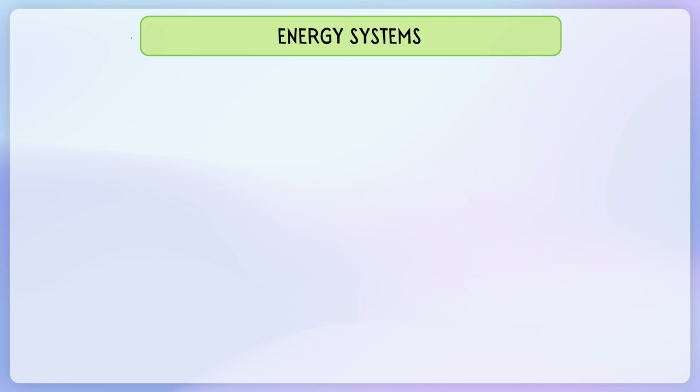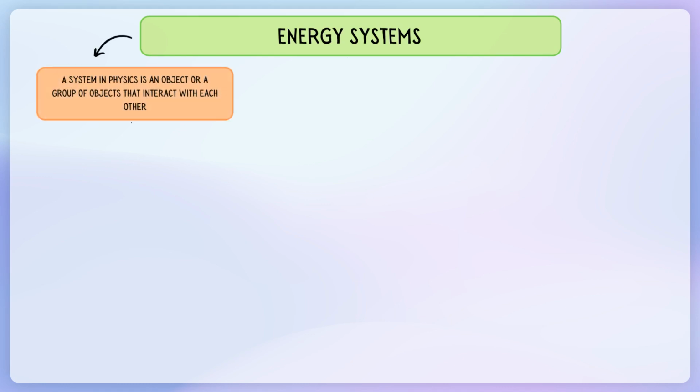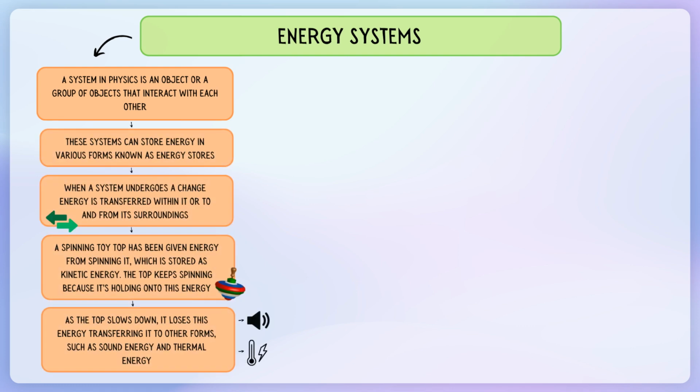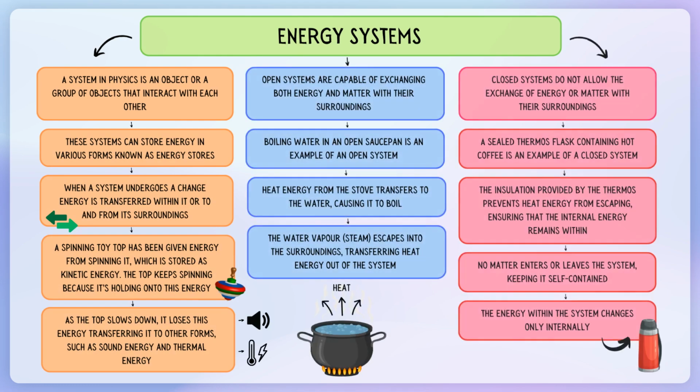when a system changes. We identified that energy can be stored in various forms, such as thermal, kinetic, and sound energy. We defined a system as an object or a group of objects that can interact with one another, and we also learned about the distinction between open and closed systems. By understanding these concepts, we are better equipped to analyze how energy flows and transforms in different physical scenarios.